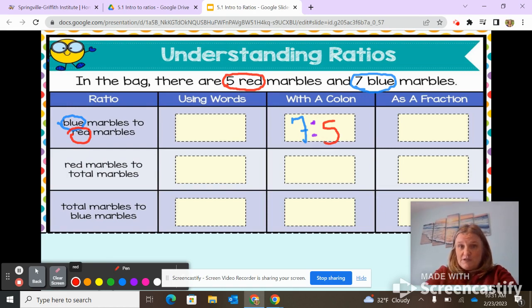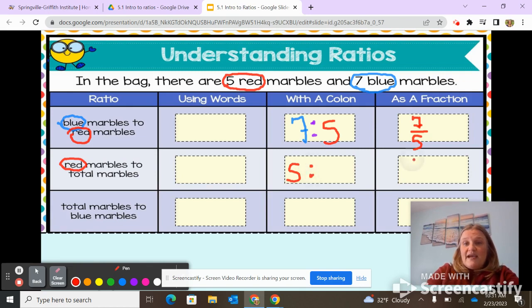You could write that down using words. This would be a part to part. Blue to red, okay? As we write it as a fraction, you're going to write the 7 first, and then we're going to put the 5 below. That's how you would write it as a fraction, okay? Let's try our next one. We have the red marbles. So I have 5 red marbles, so let's put that first.